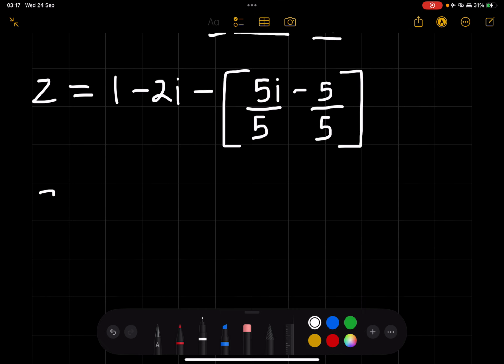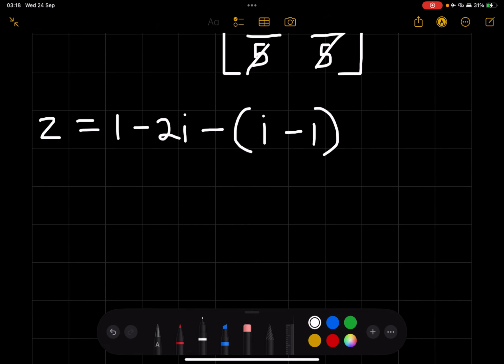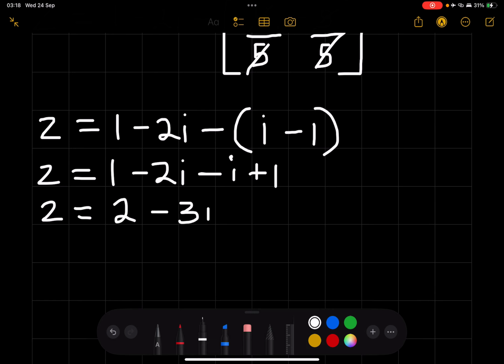Okay, and we have z equals 1 minus 2i minus, in brackets, i minus 1, because the 5's cancel, right? This 5 cancels that. Here you're left with minus 1. Then you have z equals 1 minus 2i minus i plus 1, which is z equals 2 minus 3i. Right. And that is z simplified because it's now in the form a plus bi. Okay.